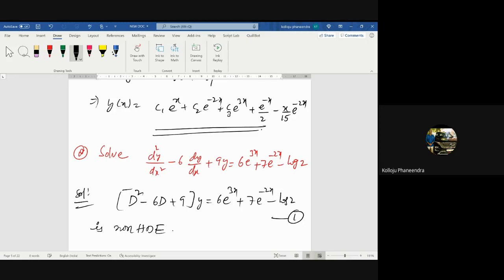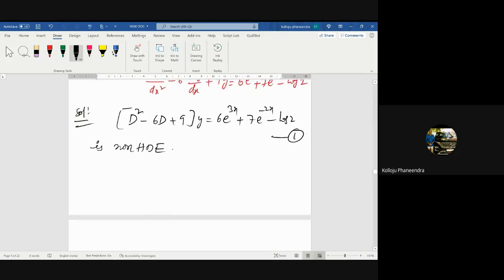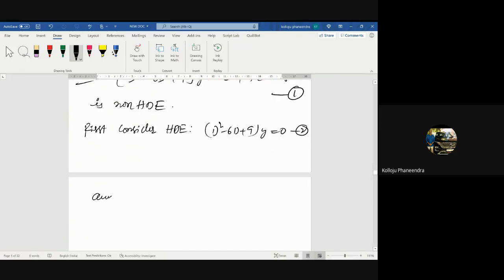This is a non-homogeneous differential equation. So first consider the homogeneous differential equation. What is that? (D square minus 6D plus 9) y equal to 0. Equation 2. What is the auxiliary equation? The auxiliary equation is f of m equal to 0. So this is f of D into y equal to 0, right?